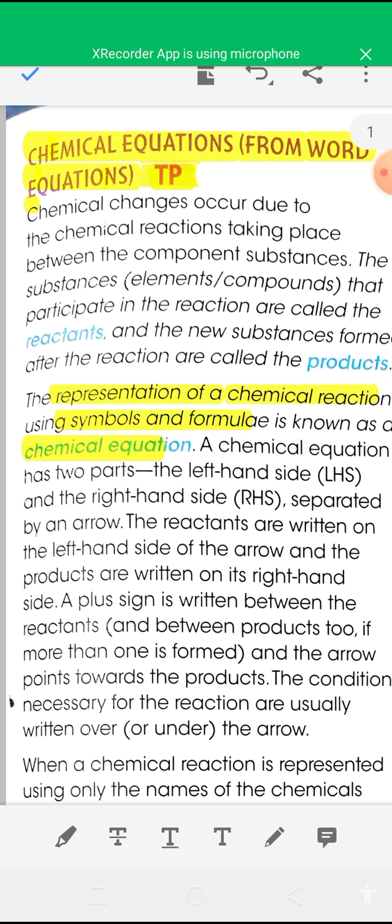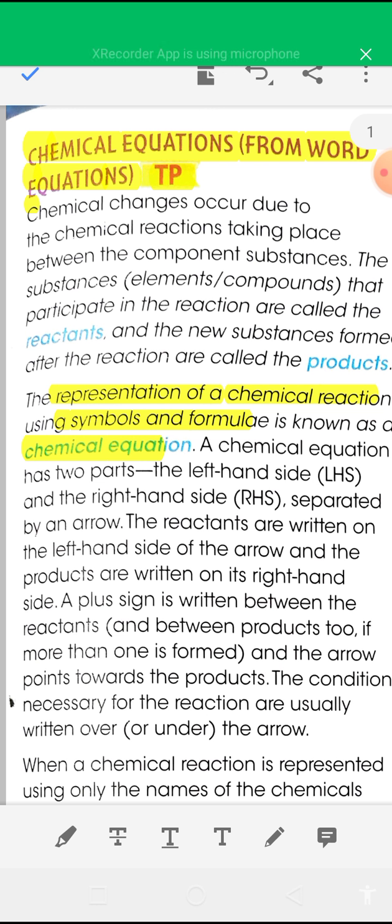In this video, today I'll discuss how to balance a chemical equation. In the last live class, I told you that a chemical reaction can be represented in two ways. One is the word equation, another is the chemical equation. So first, you have to know what a chemical equation is.